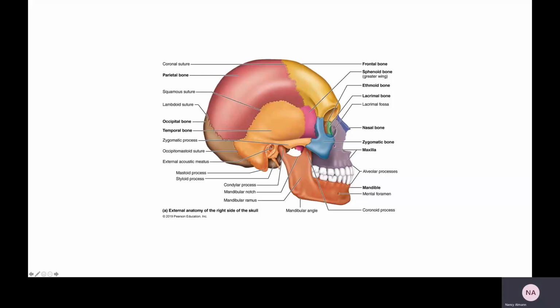This is the external auditory or acoustic meatus. That's the hole in your head for your ear. You have one on each side now, bilateral. Mandible, of course, and the maxilla right in through here. And you can see the lacrimal bone tucked away.